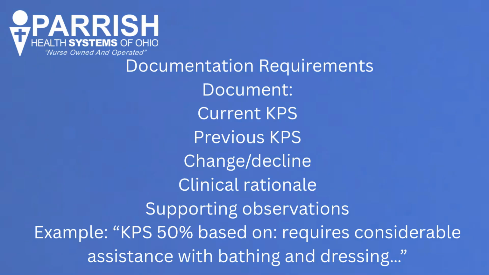When documenting functional status using the KPS, include the current score, the previous score, and a clear description of the change or decline observed over time. Provide a concise clinical rationale supported by objective findings that justify the selected percentage, along with any supporting observations that demonstrate functional loss. For example, documentation might read, KPS 50% based on requiring considerable assistance with bathing and dressing. This level of detail strengthens eligibility and ensures consistent, defensible scoring.